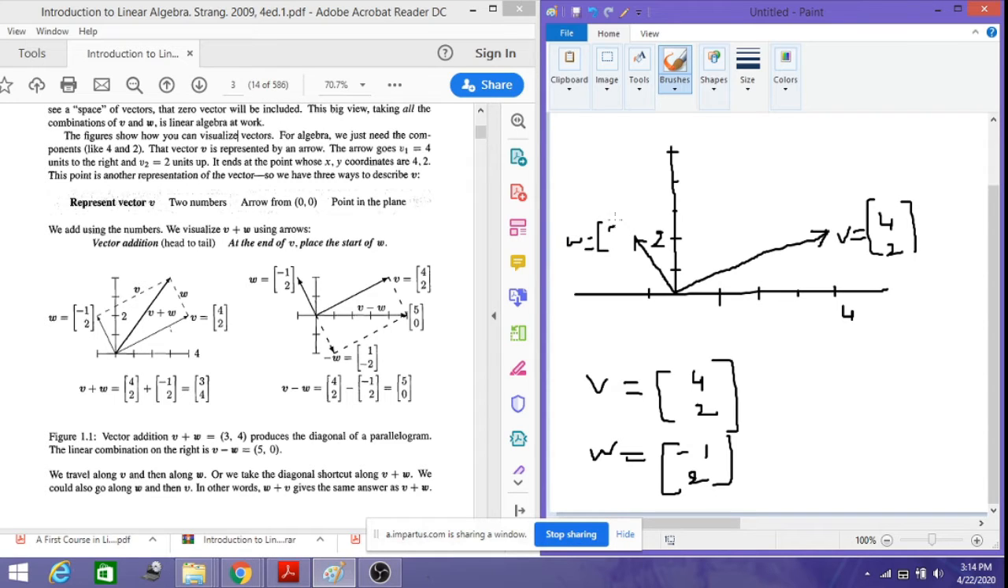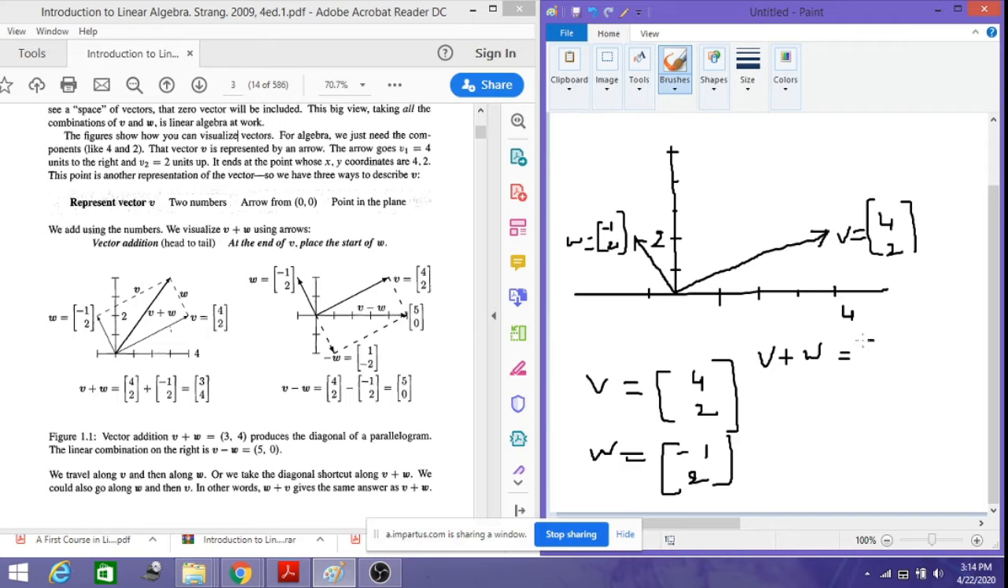We can write this as minus 1, 2. So please read it as minus 1, 2. It's not clear. Now if I add these two vectors, in which direction will it move? We'll get a resultant direction, that is v plus w.